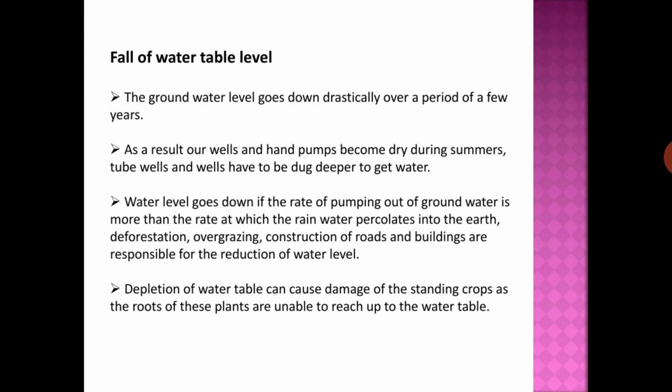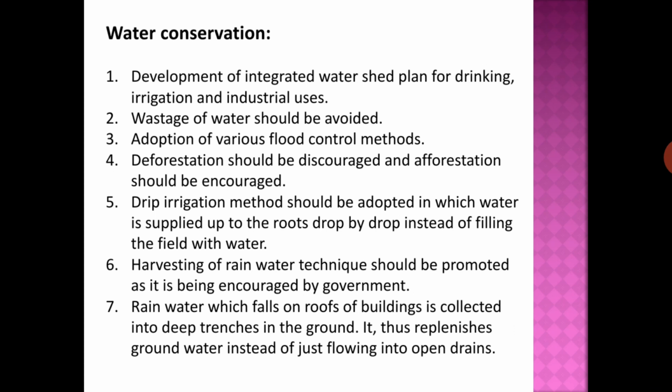Overgrazing and the construction of roads and buildings are also responsible for the reduction of the water level. If for the construction of buildings we are cutting trees, we are making deforestation for making roads, that also affects the water level. Depletion of the water table can damage standing crops, as the roots of these plants are unable to reach the water table. If the groundwater level is low, they won't get proper minerals, nutrition and water from the soil.